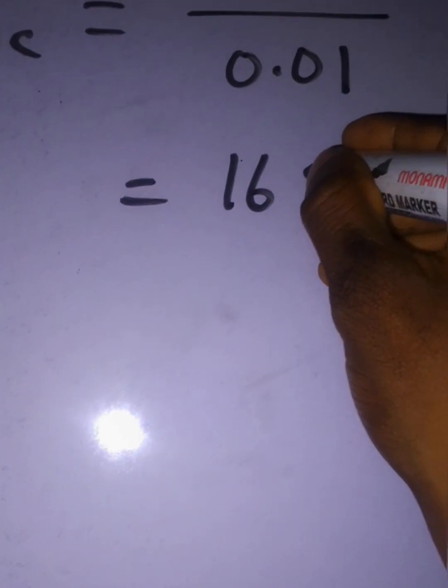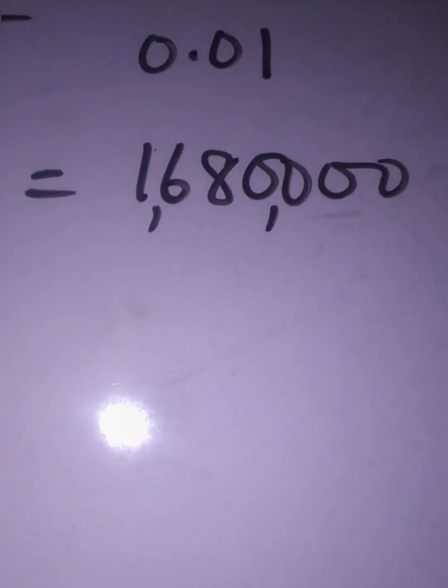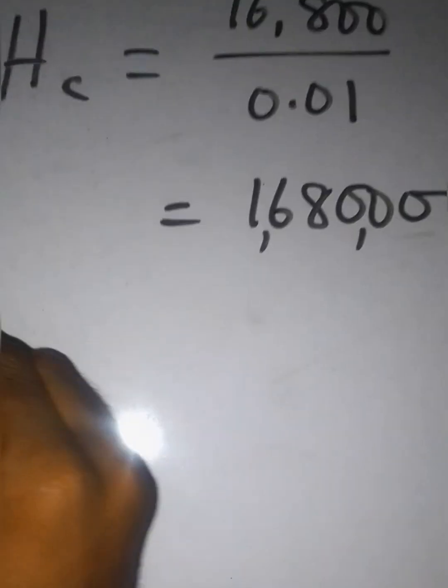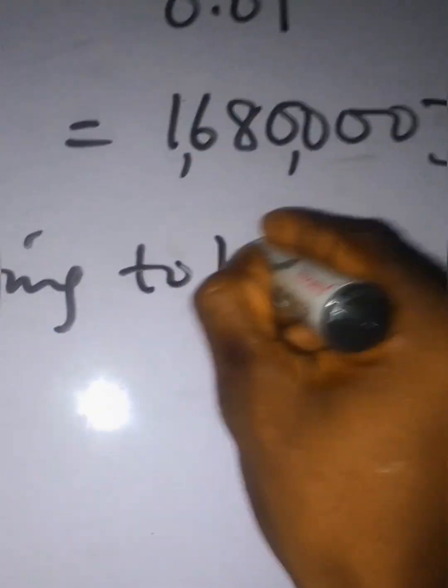This now implies that heat of combustion of methane is 16,800 joules over 0.01. So if you press your calculator, you get 1,680,000 joules. And this is the heat of combustion. Converting to joule per mole, you now convert to kilojoule.